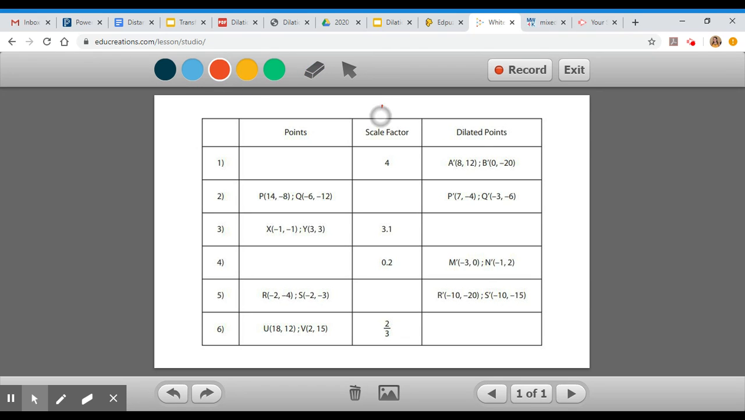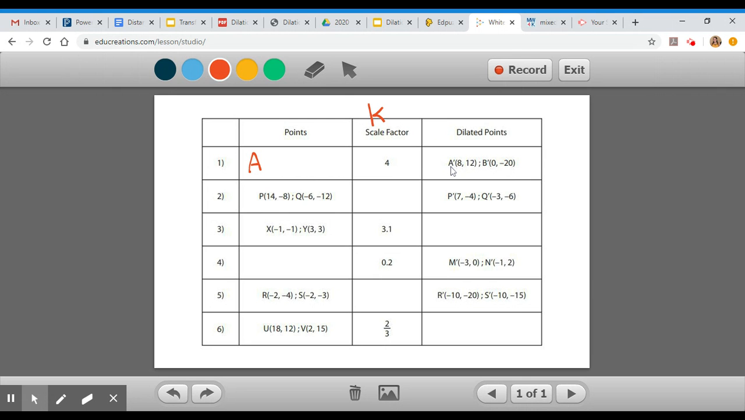So one thing I'm going to fill in, the variable that we use for the scale factor is K. Scale factor should be K, and we use multiplication to apply a scale factor. Here we don't know the original points. I don't know what the coordinates of A would have been, but I know the image.